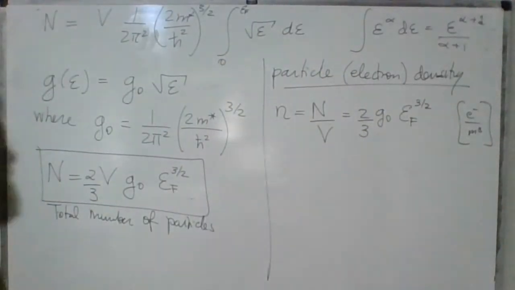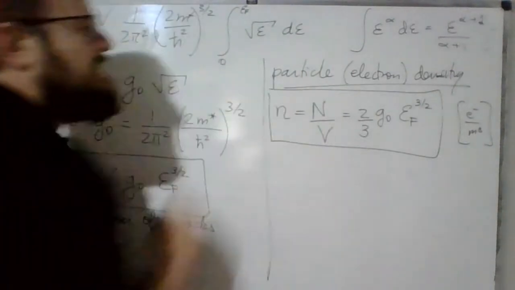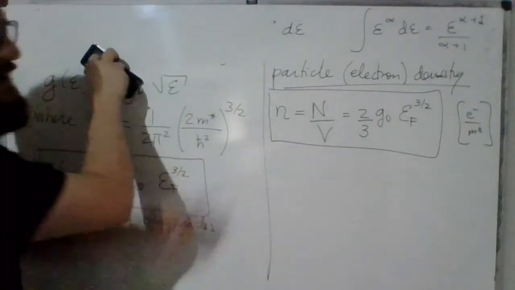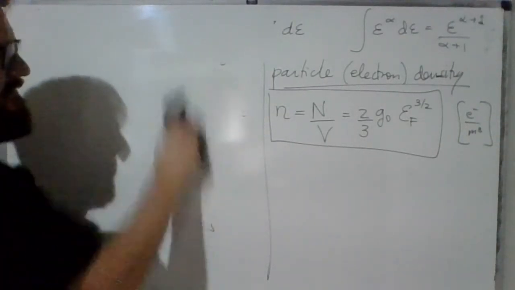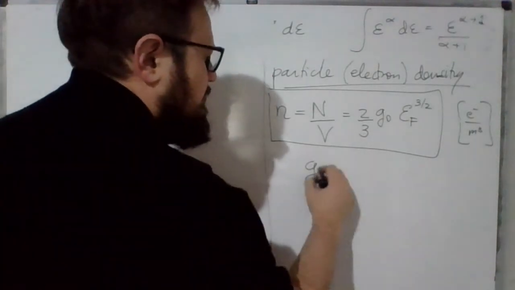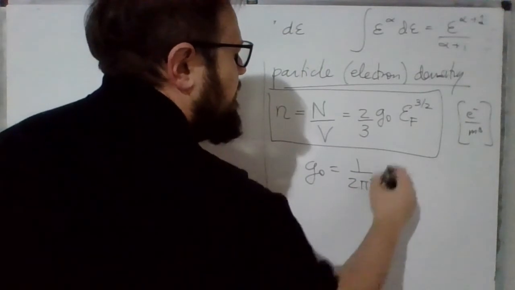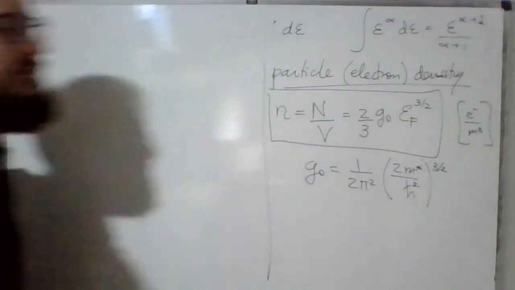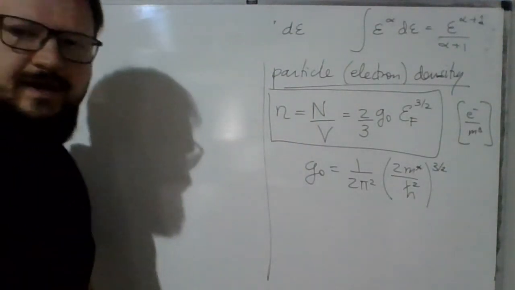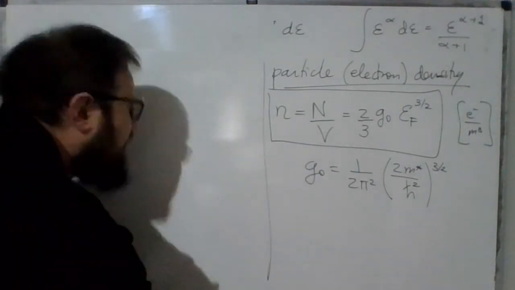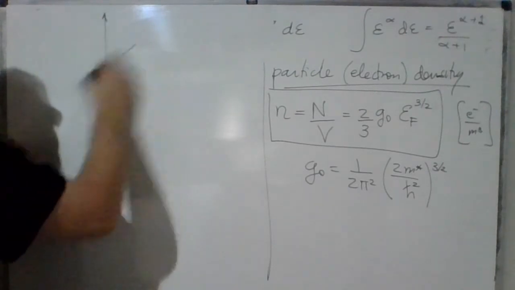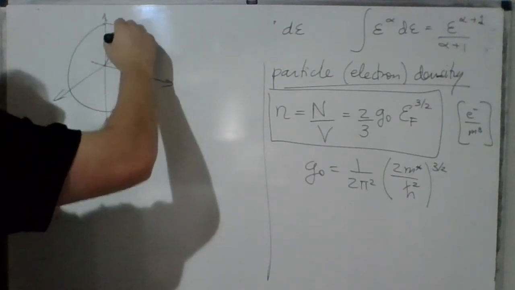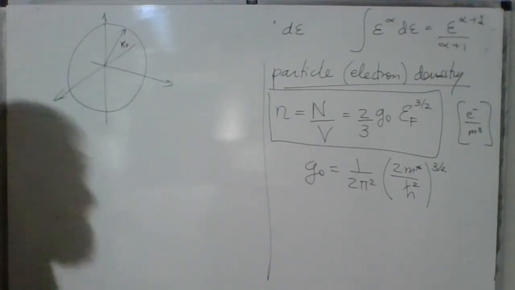Okay, so let us see if this makes any sense. Keep that in mind. Okay, so G0, just for us to remember, is 1/2 pi squared, 2 times the effective mass divided by h bar squared, elevated to 3/2. Okay, well, if we have in K space a sphere, the maximum radius of the sphere is the Fermi wave number.